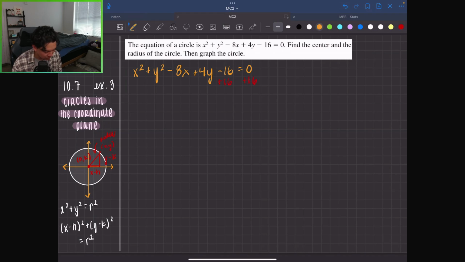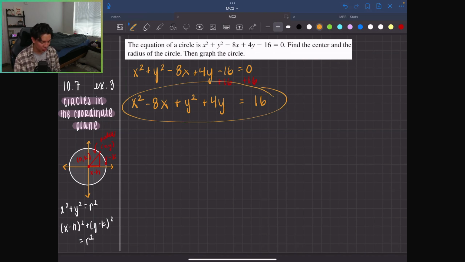So what are we left with? While this is happening, I'm also going to group my x values and my y values. So x squared, what else is my x value? Minus 8x plus y squared plus 4y equals positive 16. Cool. So now I'm sure you're wondering, well, how do we get to this point into the equation of a circle?